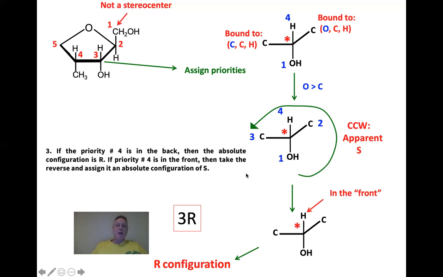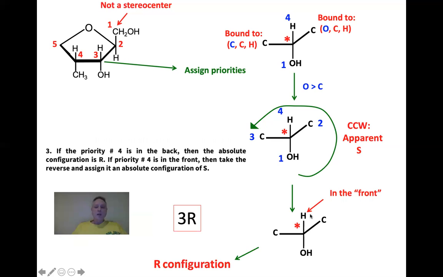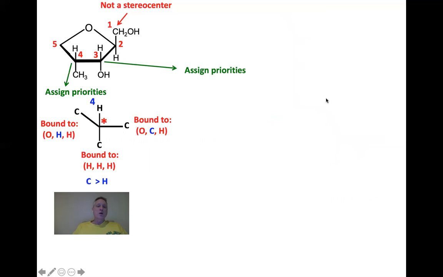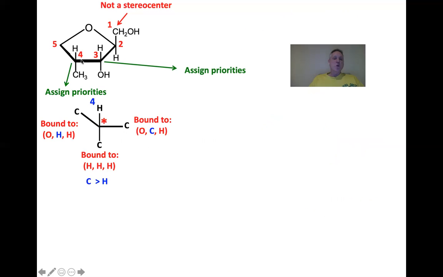So the way we know that is because of the way the Haworth projection is drawn. This is intrinsically in the front. That's the convention for the way this structure is presented to you. And so what we do is we reverse the S into an R, and what we can do is play the same trick with the number 4, assign our priorities.